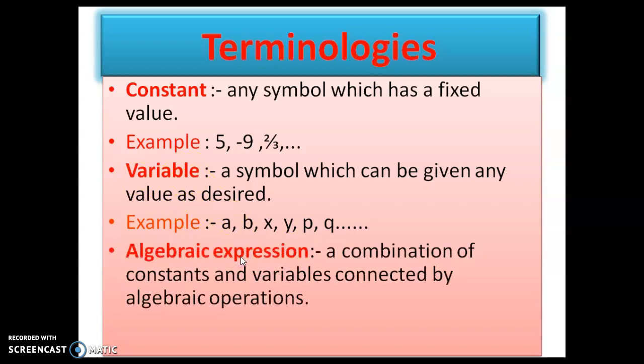Then algebraic expression: a combination of constants and variables connected by algebraic operations. Okay, if you see the example, you will understand. These are examples of algebraic expressions. Why? Because each is a combination of constants and variables connected by operations like minus, plus, multiplication, division. All these are algebraic expressions.